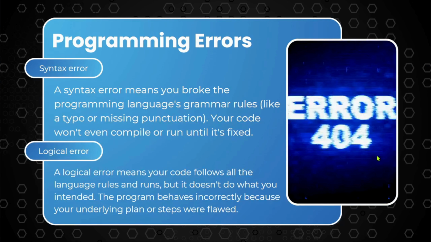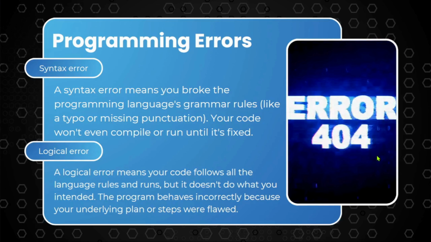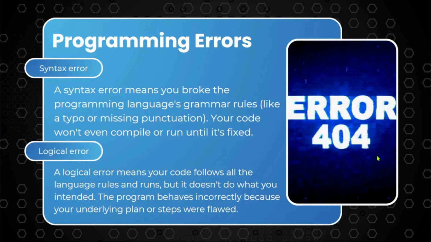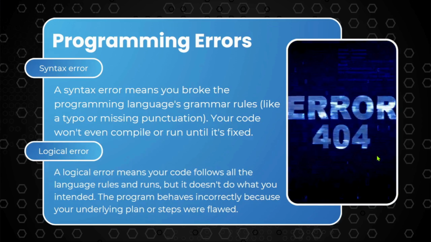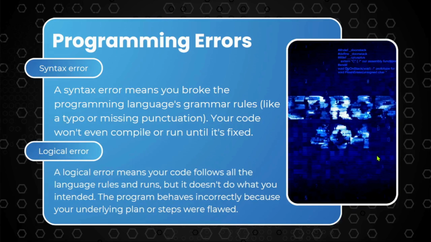Now, there are a couple of main ways your code can mess up. Okay? We have here the syntax error. It happens when you don't follow the precise rules and grammar of the programming language. Maybe you forgot a semicolon, a parenthesis, or you misspelled a word. It may cause a syntax error.